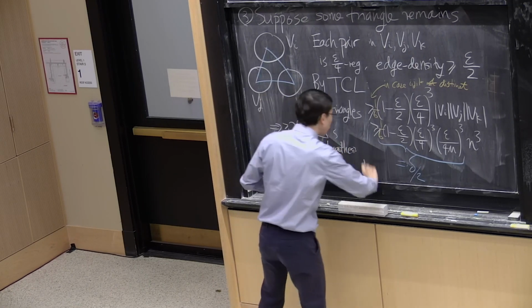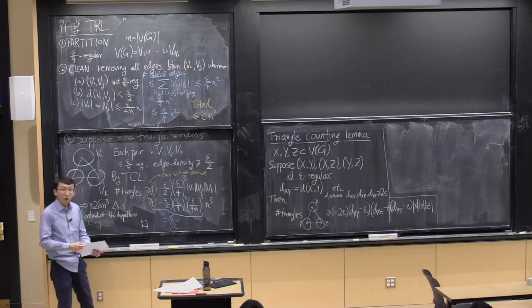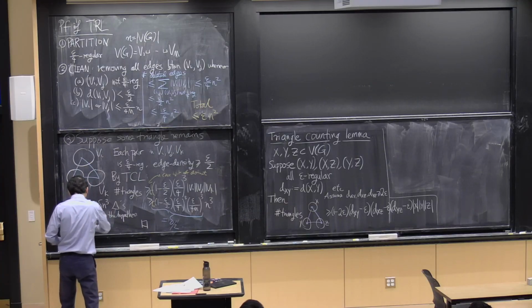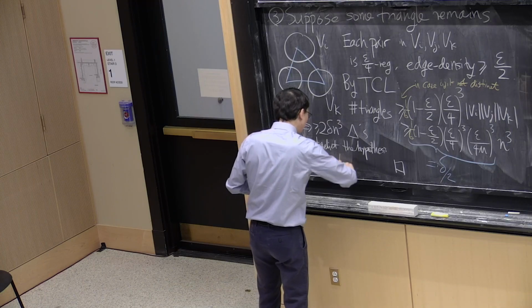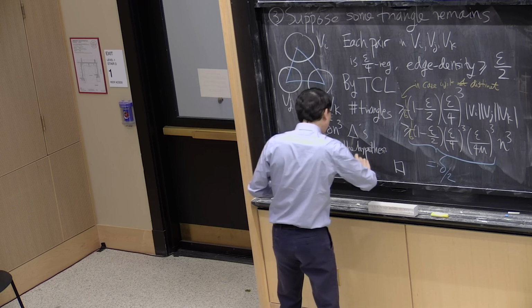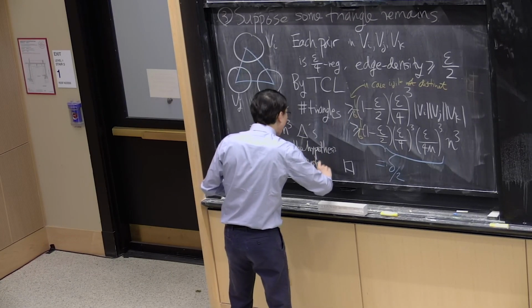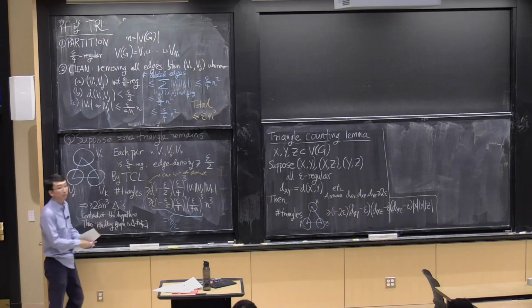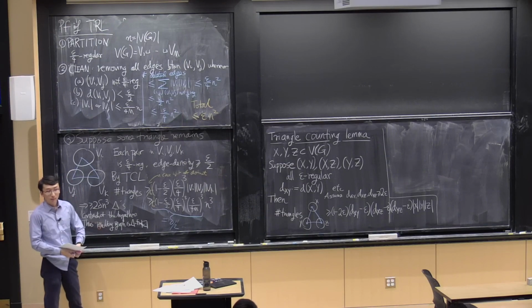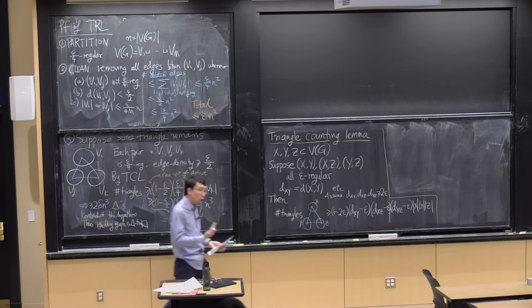And that finishes the proof of the triangle removal lemma. It's saying that thus the resulting graph is triangle free. Okay, so that's the proof of the triangle removal lemma.